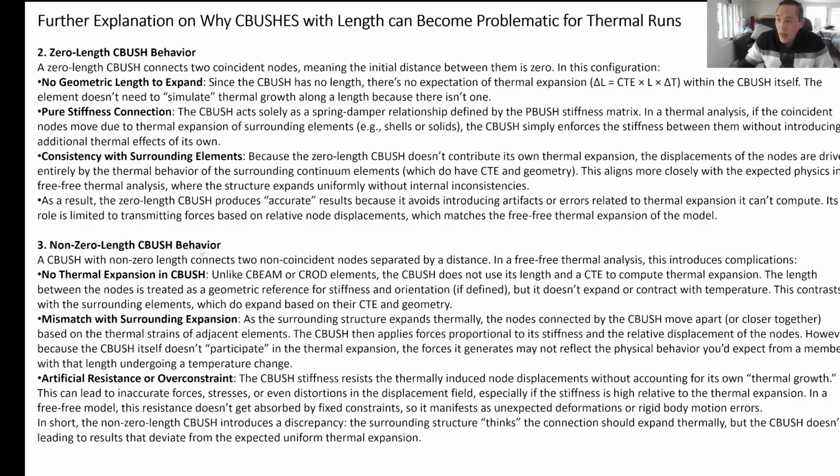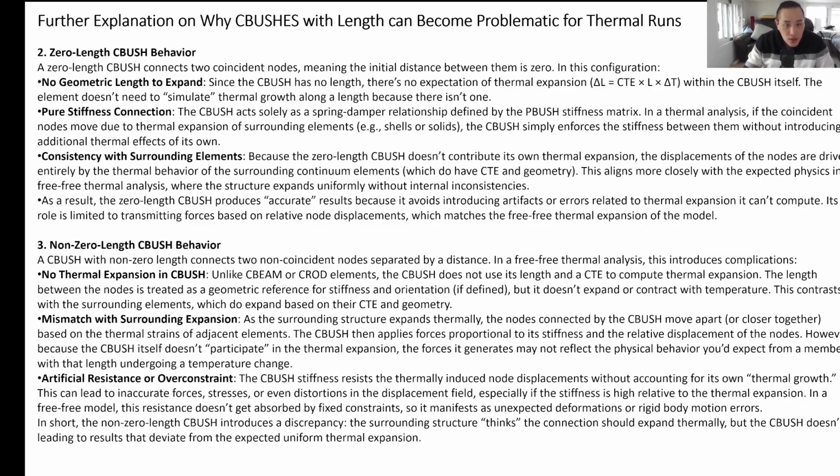So when we compare that to non-zero length CBUSH behavior, a CBUSH with non-zero length connects two non-coincident nodes separated by a distance. This can introduce complications. No thermal expansion in CBUSHES. Unlike CBEAM or CROD elements, the CBUSH does not use its length and a CTE to compute thermal expansion, as I mentioned previously. The length between the nodes is treated as a geometric reference for stiffness and orientation, but it doesn't expand or contract with temperature. This contrasts with the surrounding elements, which do expand based on their CTE and geometry. So therefore, you may have a mismatch with surrounding expansion.